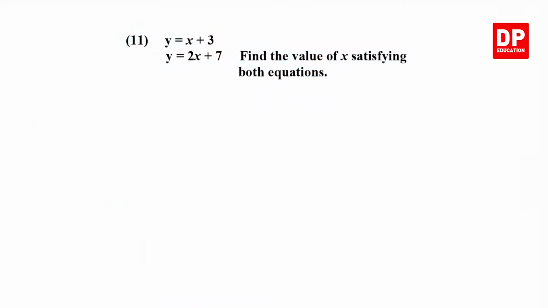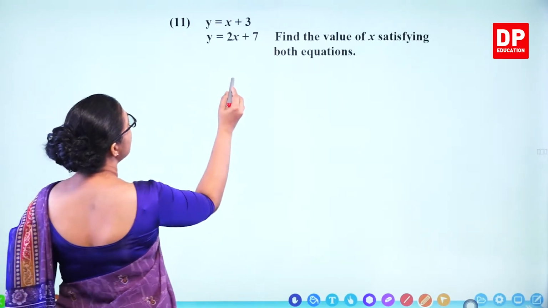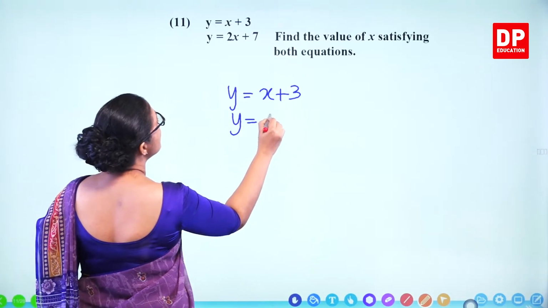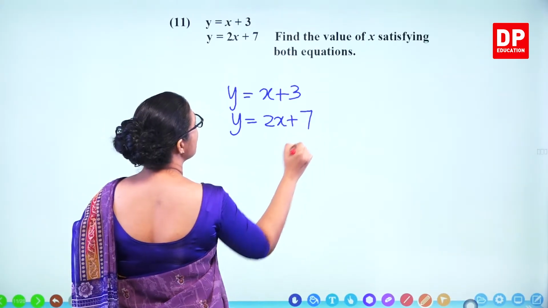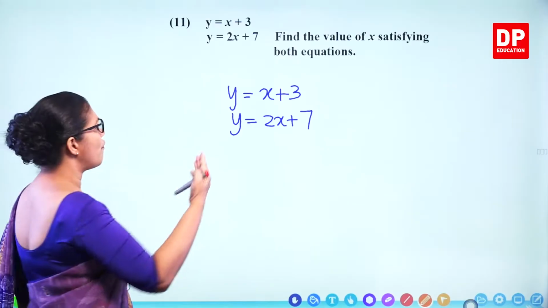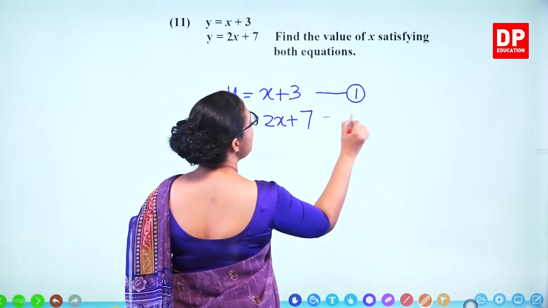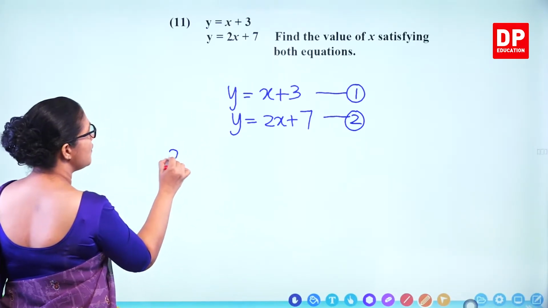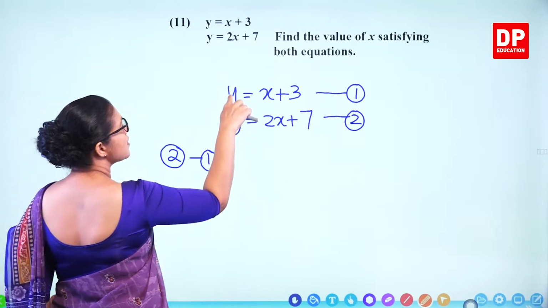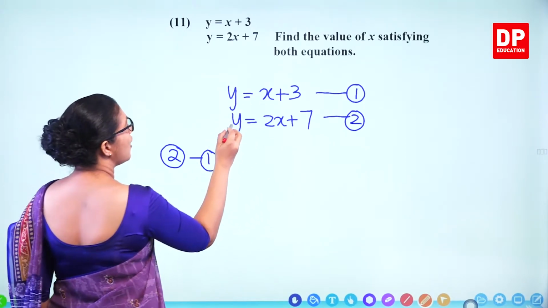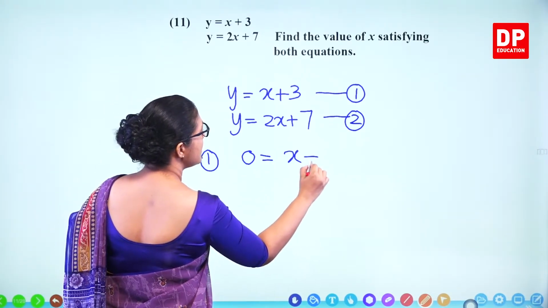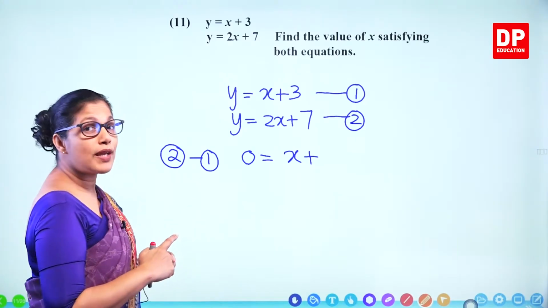Question number 11. Find the value of x satisfying both equations. y is given as x plus 3. y is given as 2x plus 7. We need to get rid of y. So we'll subtract because you want only x. It says find x value. So 1 minus 2 or 2 minus 1. We'll do 2 minus 1 because here you get a positive value. y minus y is 0. 2x minus x is x. 7 minus 3, you get 4.